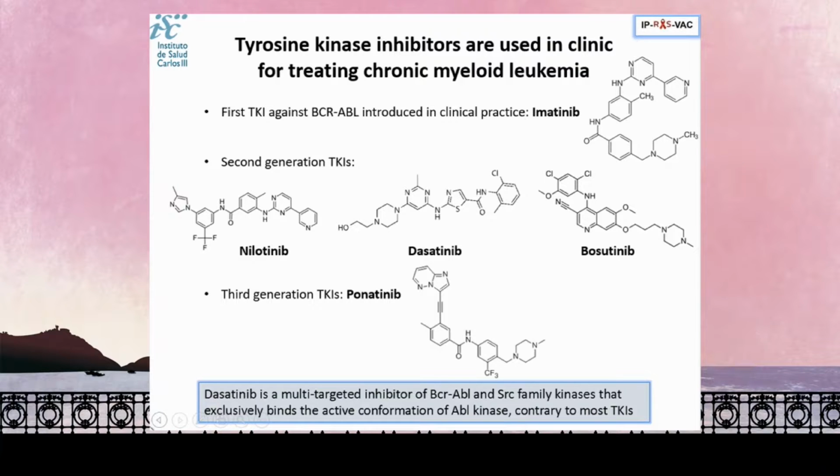They are very similar, but what they have in common is that they all target the BCR-ABL kinase, and they also target other kinases of the Src family, like LCK. Dasatinib has a wide range of action that is different from the other tyrosine kinase inhibitors, because it is able to bind to the active conformation of the ABL kinase.